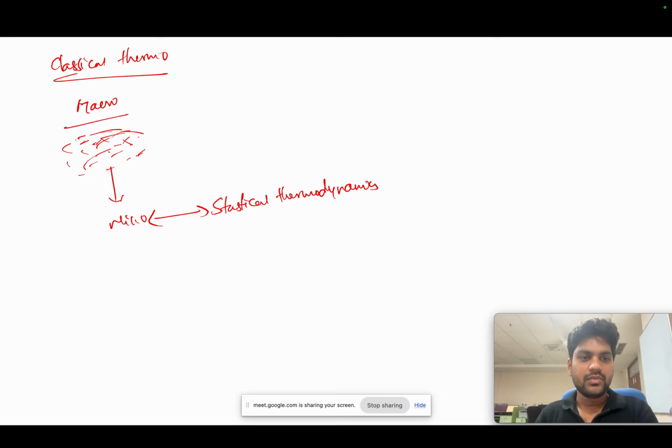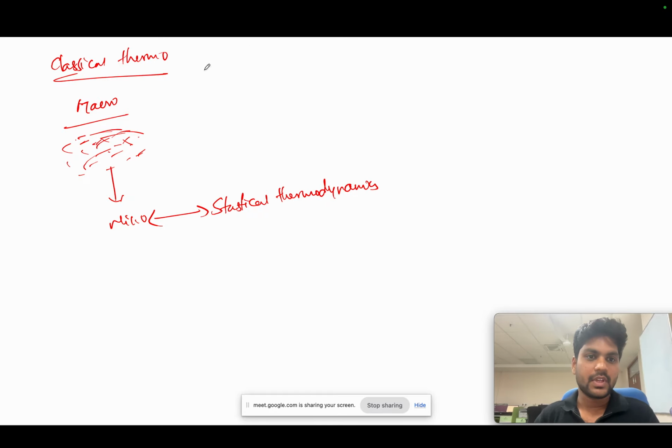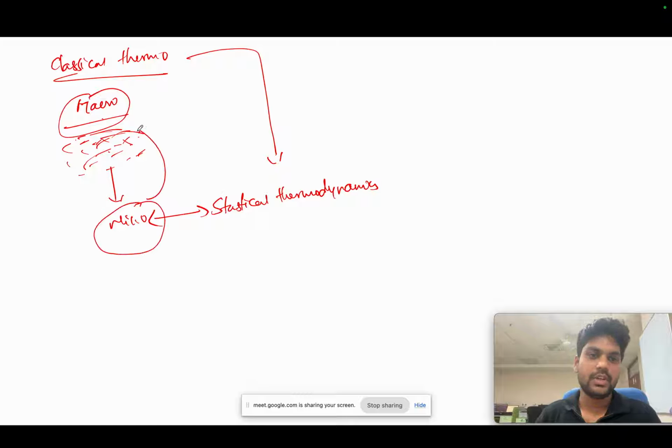What I want to say is the transition of how we can go from classical thermodynamics to statistical thermodynamics. That's what I want to give as the major headline for this class. In classical we discuss more of the macro. In statistical we discuss more of the micro, and if you accumulate all the micro details, they will become the macro.